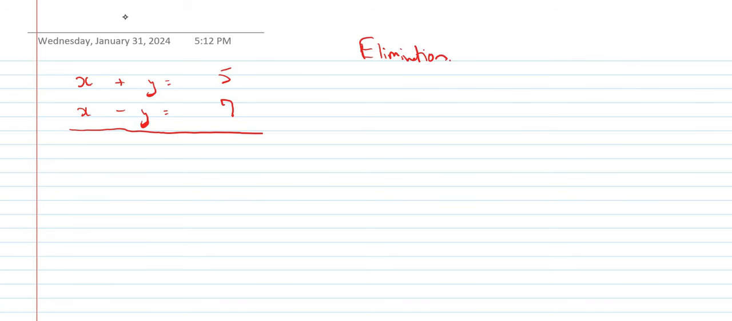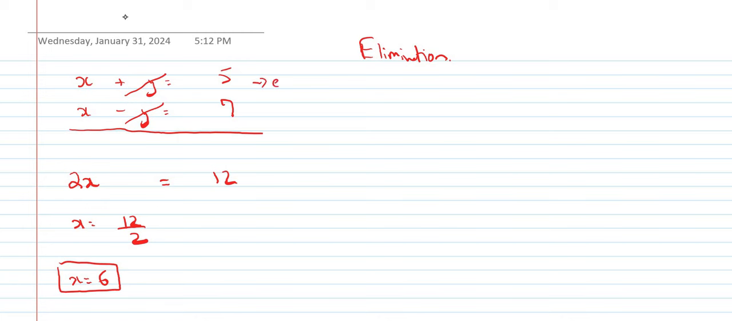So first of all, x plus x will become 2x. Plus y and minus y will be cancelled because one of them is plus 1y and the other is negative 1y. So plus y and negative y both will be cancelled out, so we won't write anything here. Is equal to 5 plus 7, which is 12. x is equal to 12 divided by 2. x is equal to 6. So this is the value of x.